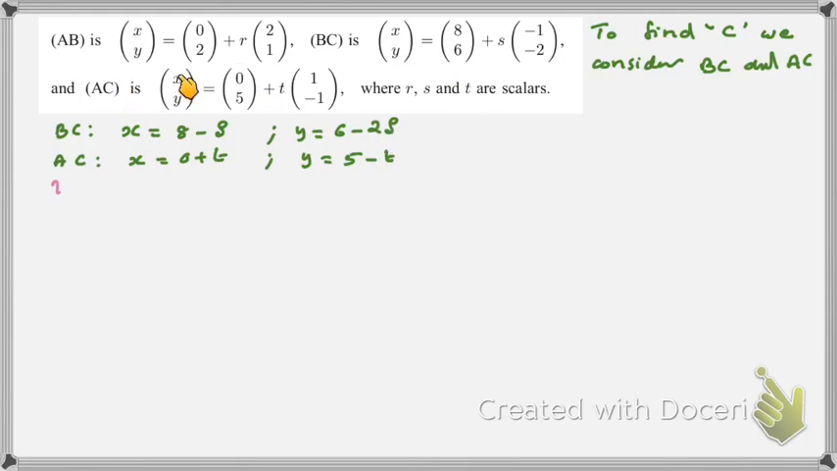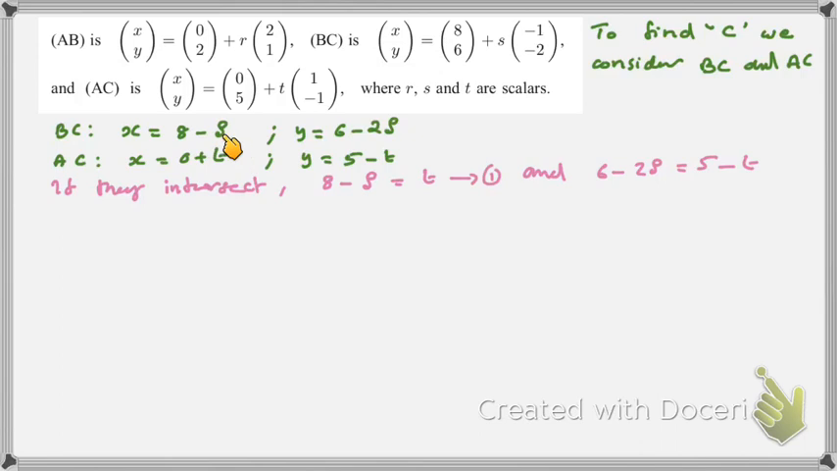Now AC, look at AC. x is equal to 0 plus t and y is equal to 5 minus t. So got both the lines written in the parametric form. Now what do we say? If these two lines intersect, then they should share the same x values and same y values. The x coordinates must be same. So 8 minus s is equal to t, equation number 1. And the y coordinates must be the same. 6 minus 2s is equal to 5 minus t.